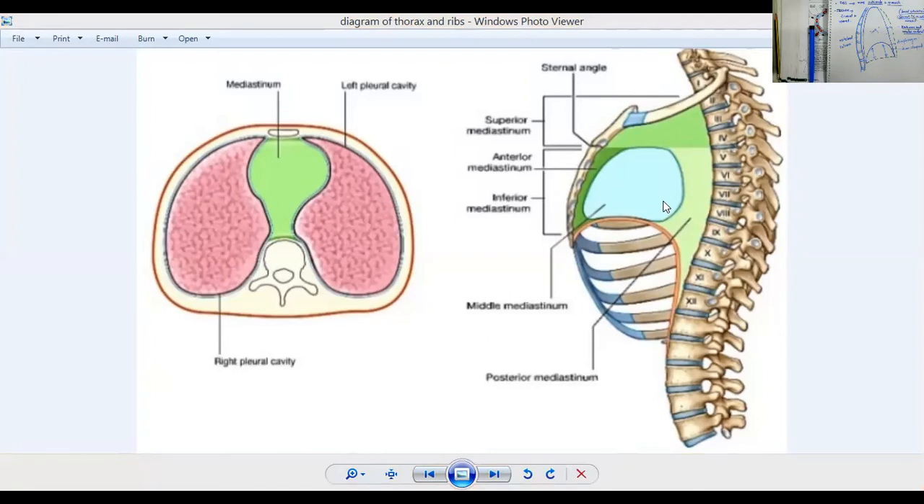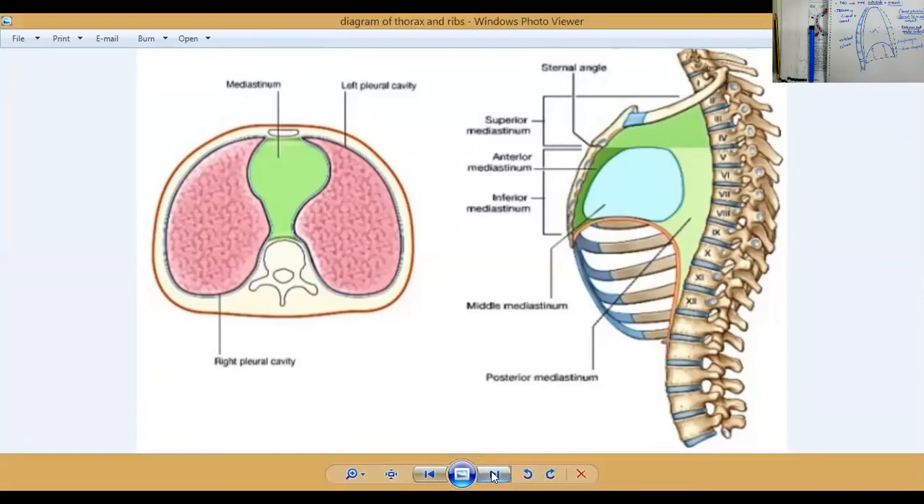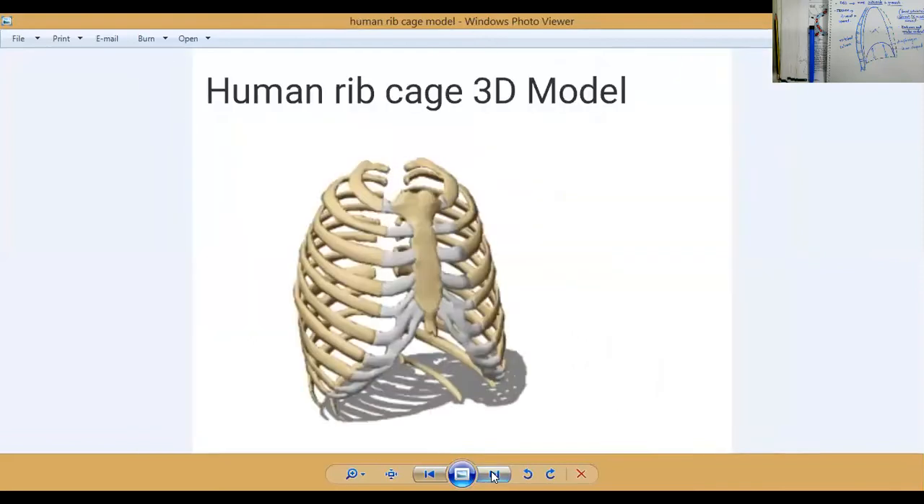So can you see the vertebral column is at the back? It forms the back wall of the thoracic cavity. Front wall, sternum; up, collarbone; down, diaphragm, okay? So you should know these boundaries. That will help you in understanding.